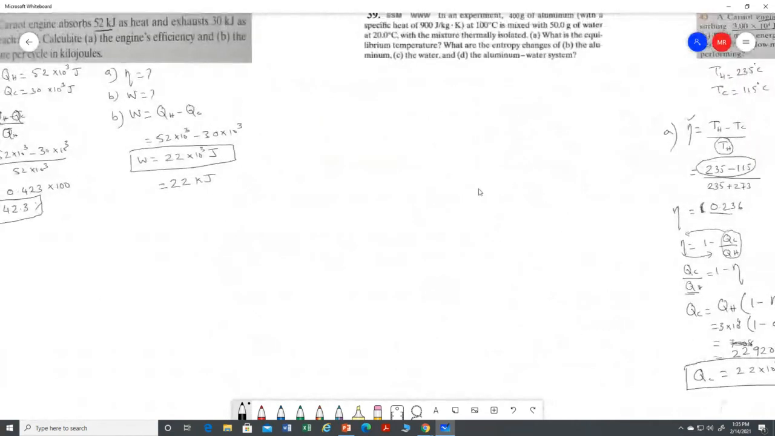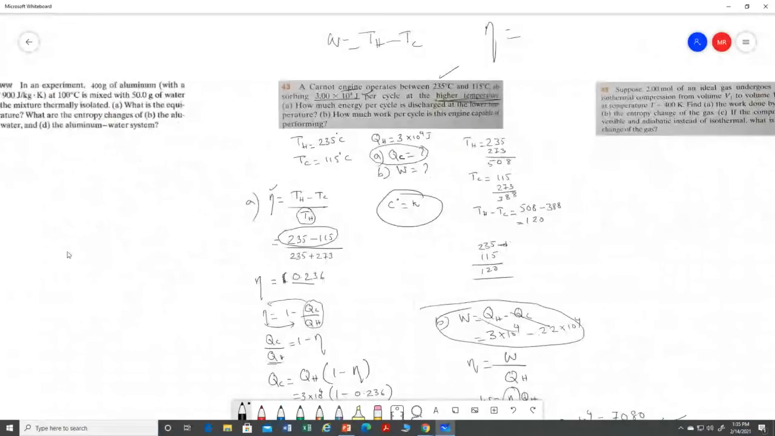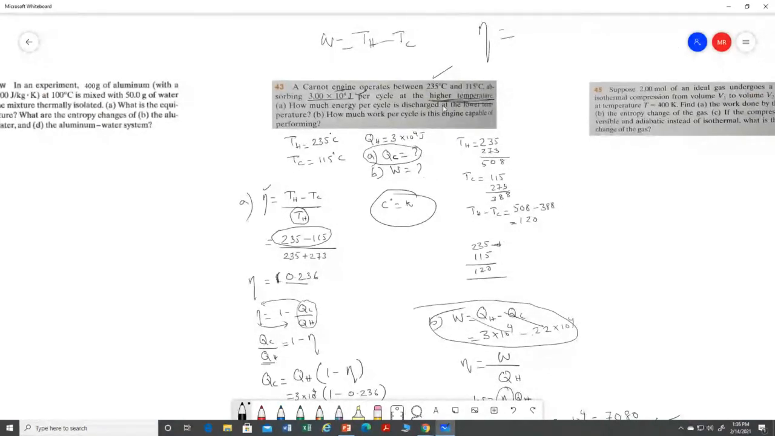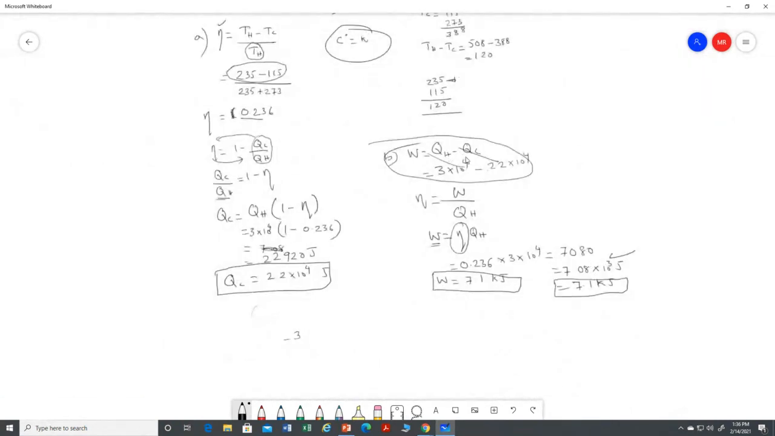In this question, only energy information is given. There is no information about the temperature. That's what we are using: W which is equal to QH minus QC. When you come to this question, temperature is also given, energy is also given. So in such a case, you should not use this formula. You have to use, because we have to apply the value of this eta. Understand?